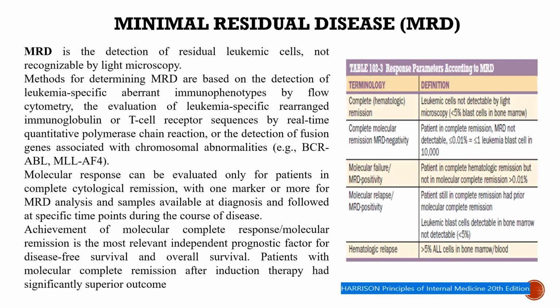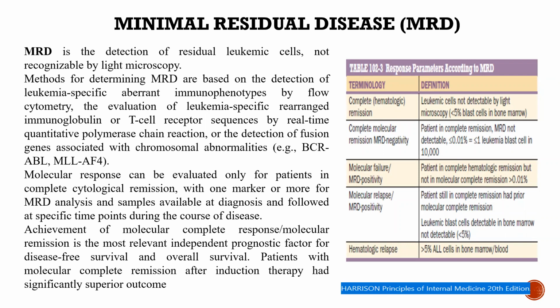Minimal residual disease is the detection of residual leukemic cells not recognizable by the light microscopy. Methods of determining of this disorder presentation are based on the detection of leukemia-specific aberrant immunophenotypes by flow cytometry, the evaluation of leukemia-specific rearranged immunoglobulin or T-cell receptor sequence by a real-time quantitative polymerase chain reaction, or the detection of fusion genes associated with the chromosomal abnormalities.